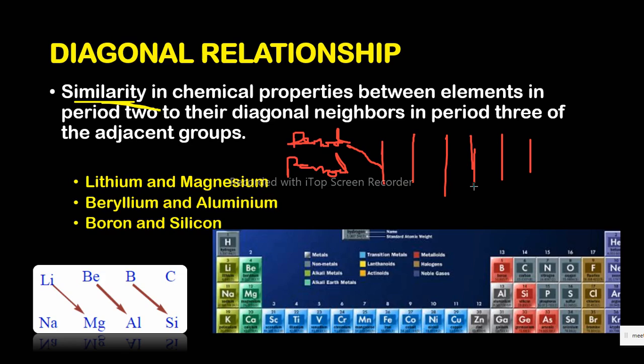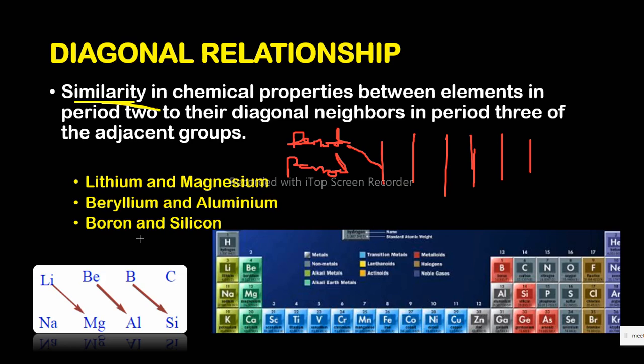So if you can define it in that way, actually, I don't need to cram the definition. Just know what diagonal relationship is. You know what it is. The rest becomes easy. They are members in period 2 having similar chemical and physical properties to members of period 3, but of the adjacent groups.